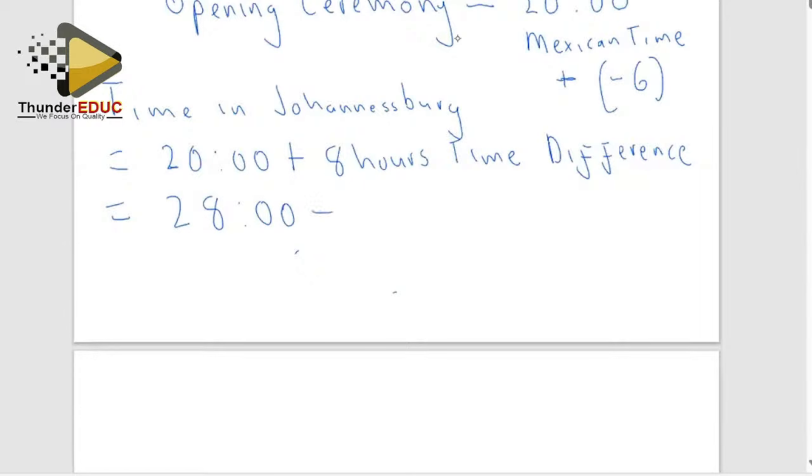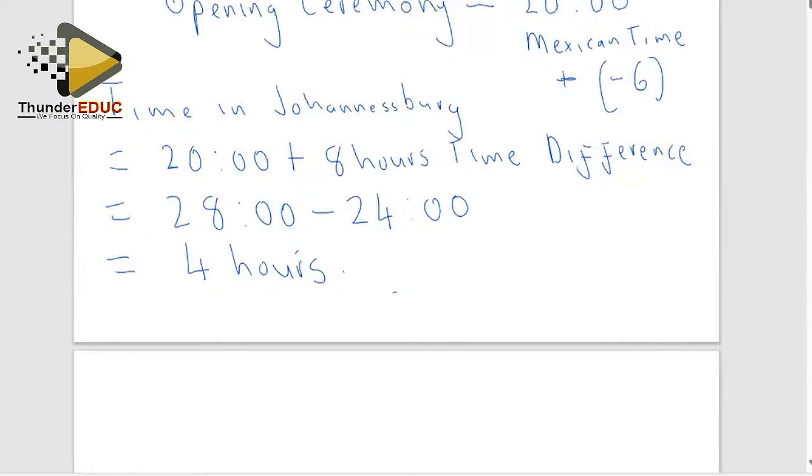Then what do we do with our 28:00? There are 24 hours in a day, 24:00. 28 minus 24 gives you 4 hours using the mathematical method. Remember what I said before? You can use the mathematical method, or you can use the what? The clock. So 20 plus 8 is equals to 28. 28 minus 24 hours is equals to 4 hours.